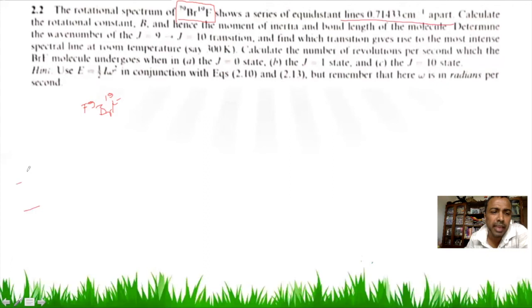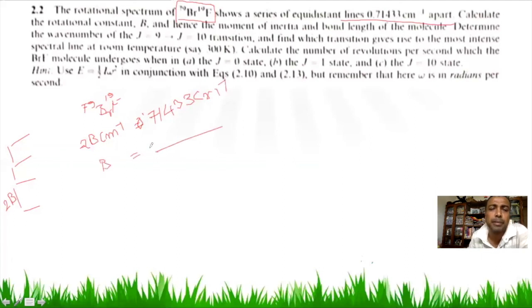That means the lines that appear are equidistant. Equidistant means 2B. So 2B in centimeter inverse is given as 0.71433 centimeter inverse. If it is given, then I can find the value of B by dividing 0.71433 by 2. So this will give the value of B.